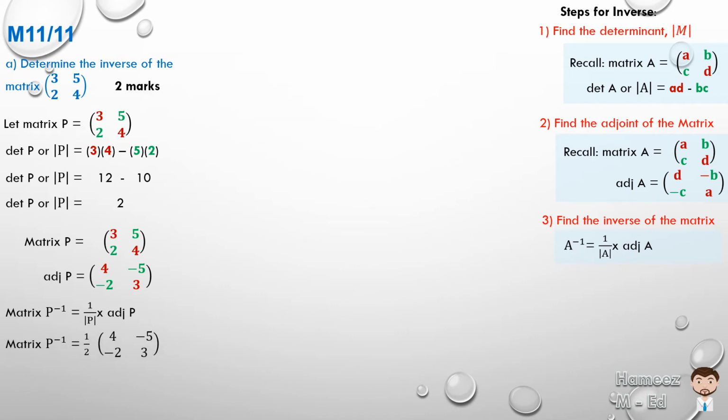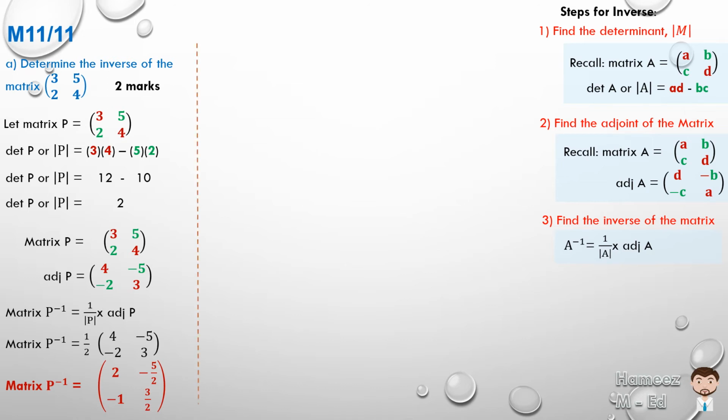And if we substitute, we know the determinant is 2, so that's 1 over 2, brackets, adjoint is 4, minus 5, minus 2, 3. And we can stop here, or if you want, you can go on and multiply a half by each term, which will give us 2, minus 5 on 2, minus 1, and 3 on 2.